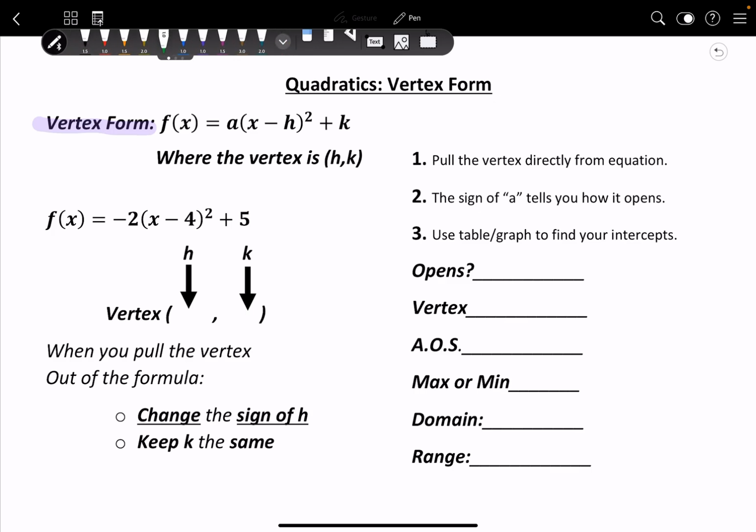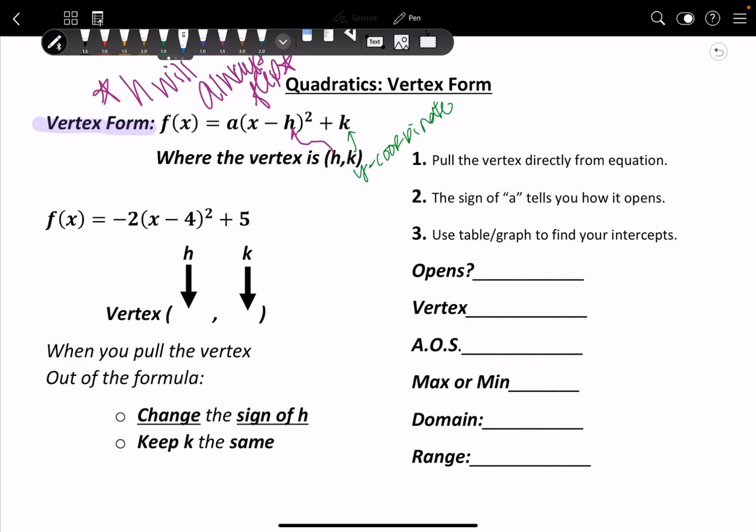Okay, so you've got K, which is actually the y-coordinate of your vertex. Right, then right here, your H value is here. But notice how it's got a negative in front of it. So you got to think, H, my H will always flip. Hopefully your handwriting looks a whole lot better than mine right now.